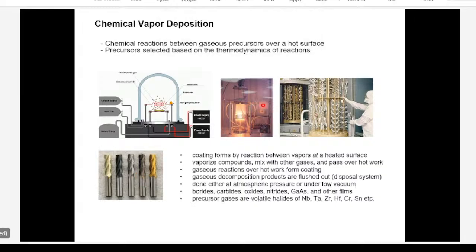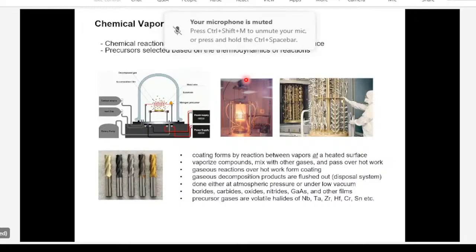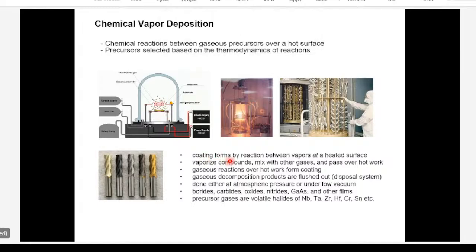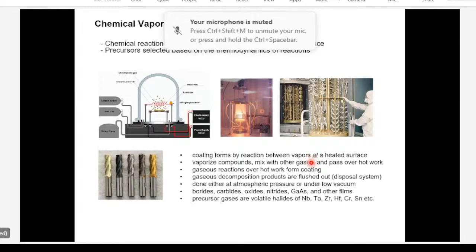So these are the actual CVD chambers: vacuum chambers with heater coils. The interesting thing here is that the coating forms by reaction between gases, not by reaction between the work and the gases. That's the difference. The gases react with one another, and one of the products of the reactions is the actual coating.